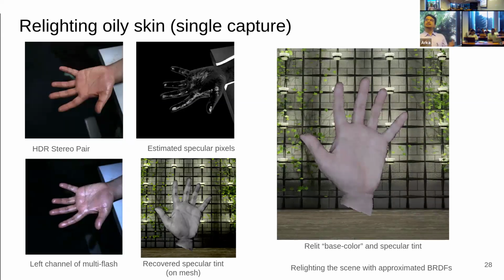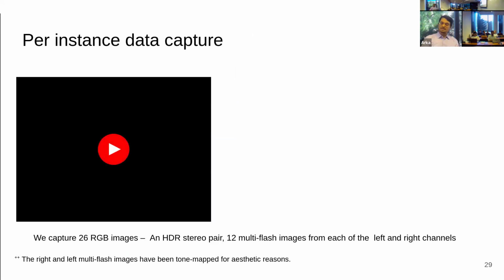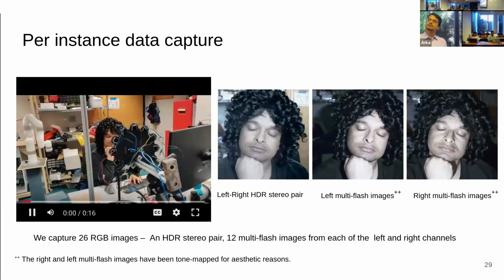We took the base color and the specular tint, and we relit that asset. If you don't like the base color, you want the color to change, we can borrow the color from the HDR stereo pair, and we can relight a different tone map image by adding the specular tint and the color from the HDR pair. This is the data that we're capturing every single instance.